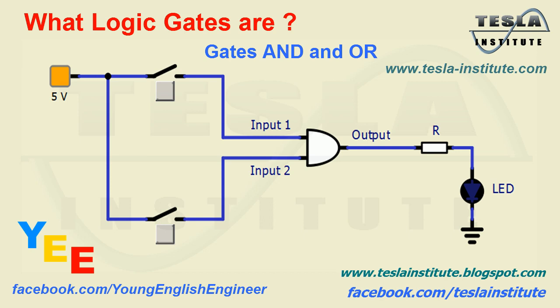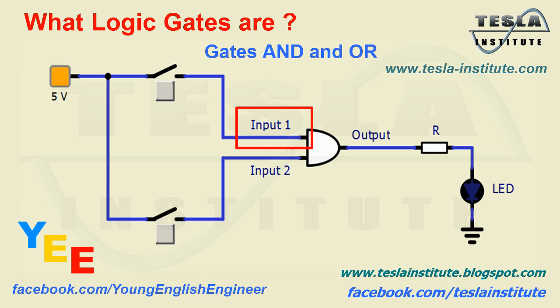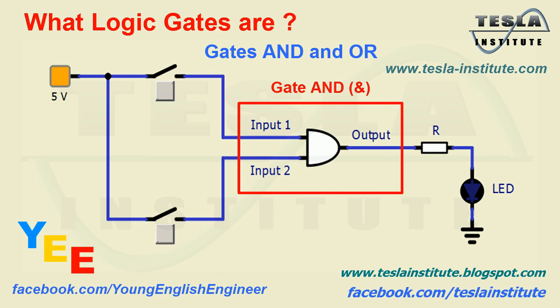So for this example, I have an AND logic gate. And what this means is it will give an output if input 1 is high and input 2 is high. And what do I mean by high? Well, by high I mean above 0 volts or above its logic high threshold. Now for this logic gate and most other logic gates, a logic high is 5 volts.